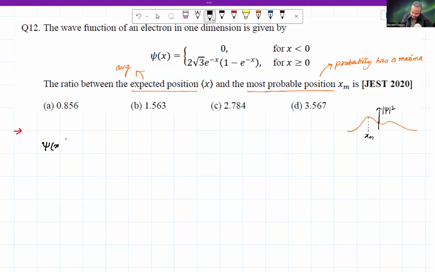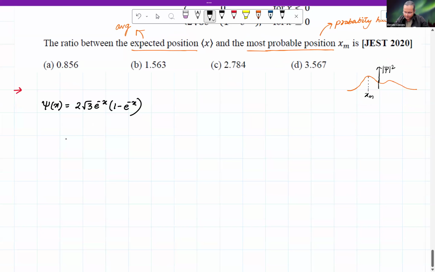Okay, so psi x is given as 2 root 3, 2 root 3 e to the power minus x, 1 minus e to the power minus x. Okay, now we can calculate both these two quantities separately. So I try to measure the left hand side and right hand side separately here. So first let us try to calculate the most probable position.